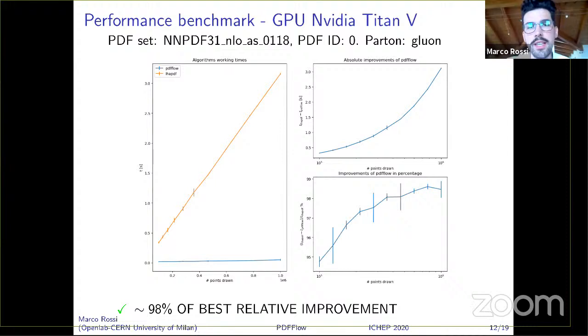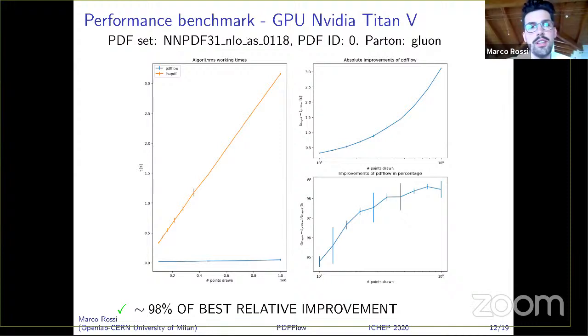More interestingly is the situation when we run PDFFlow on GPU. Of course, LHAPDF could be run just on CPU, but here you see that the difference in terms of performance is dramatically improved. You have around a 98% relative improvement, just as shown in the lower right plot. And we are really happy to see these improvements compared to the LHAPDF algorithm.